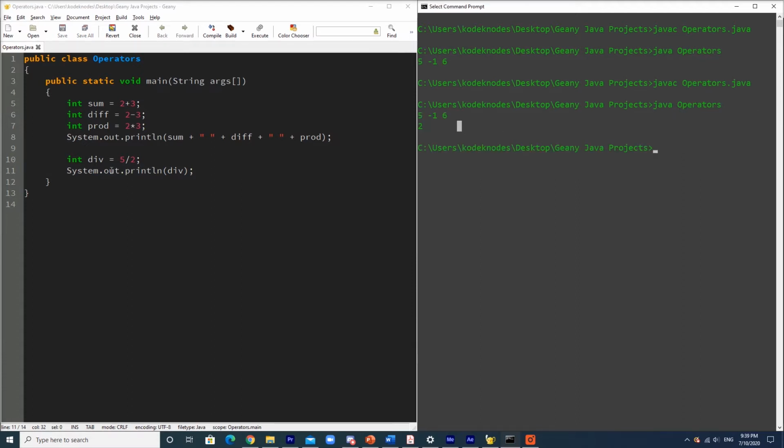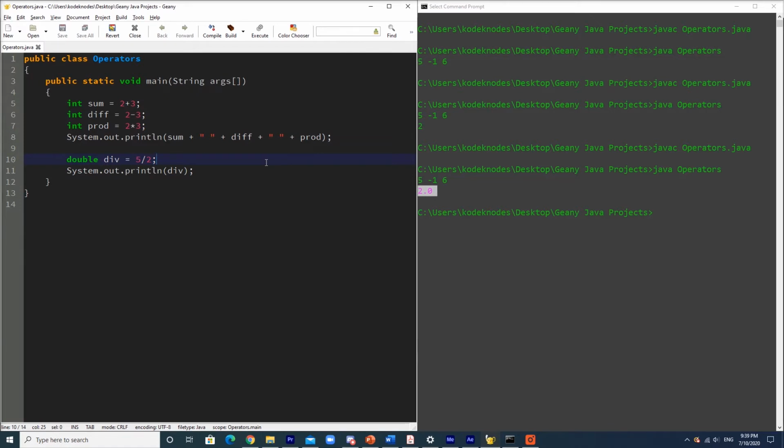And so in order to get to 2.5, we would have to first change our data type to double. Now, what do you think is going to be printed out if we compile and run the code? Let's do it, and actually we get 2.0. So what happened here was that the computer interpreted 5 and 2 as both ints because they're integers. So when the computer divided 5 by 2, it still got 2.